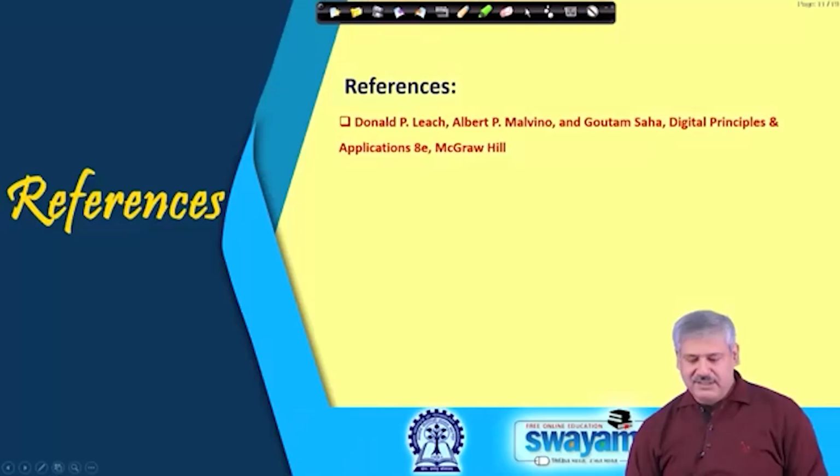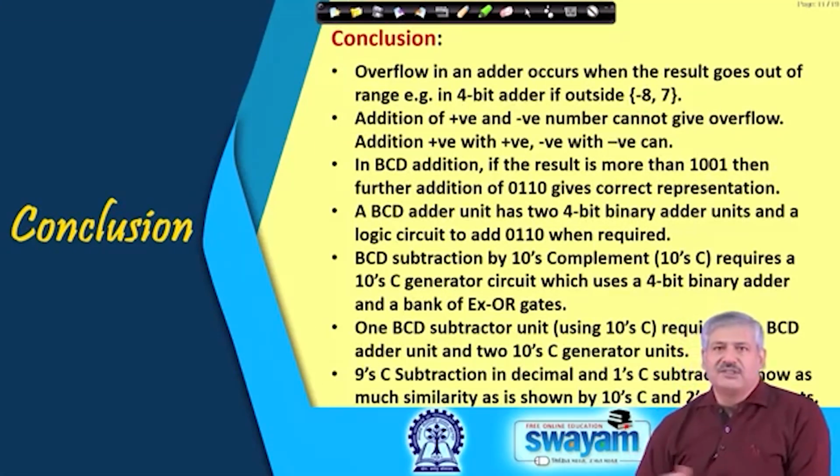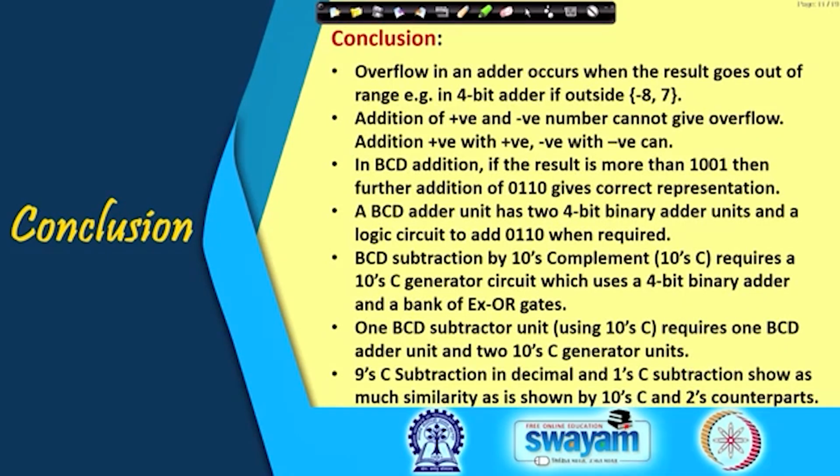So, with this we look at the summarizing points of this particular class. Overflow in an adder occurs when the result goes out of range. For 4-bit cases it is minus 8 to 7. For 8-bit and other cases, you have to have a corresponding understanding of the overflow, and the logic relation we get will accordingly take input from the bit designated as the sign bit, or the carry of the previous one and the current one, associated with the sign bits.